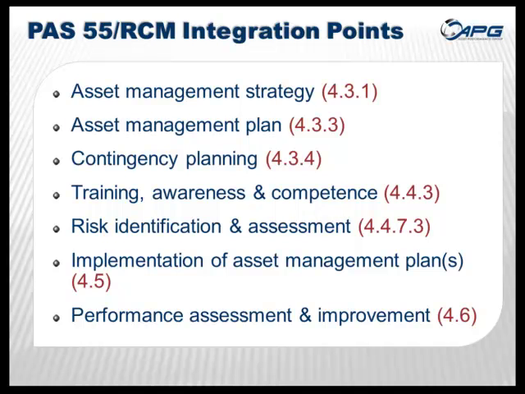The standard, as it's written, is written in a series of sections, section 4 being predominantly what you're seeing on this screen. And really the touch points where I see a close or reasonable connection between the how and the what of the standard are in the areas of 4.3.1 in asset management strategy. We're going to talk about the management plan, 4.3.3, look a little bit at contingency planning, and then some discussion around the training, awareness, and competency areas of 4.4.3.